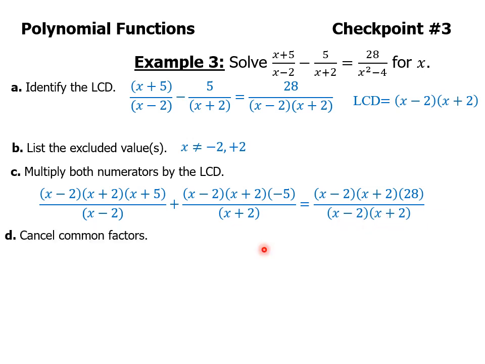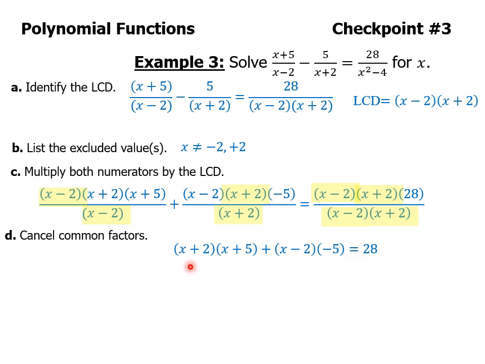Now we can start canceling those common factors. On the first one, the x minus 2's cancel. On the next one, the x plus 2's cancel. On the right side of the equal sign, x minus 2 and x plus 2 both cancel. So now I've got x plus 2 times x plus 5 plus x minus 2 times negative 5 equals 28. All the fractions are gone.